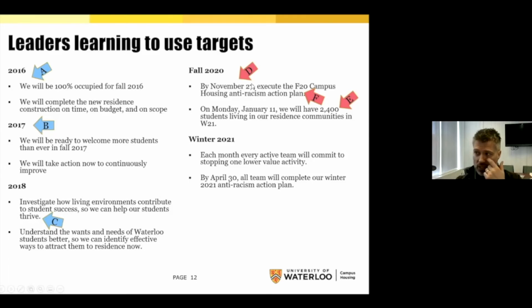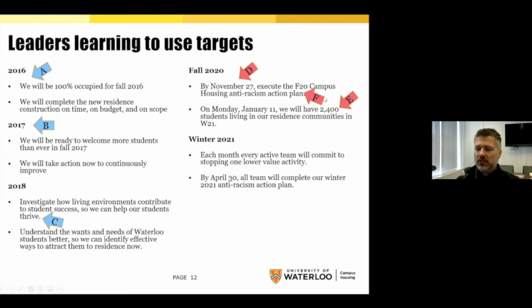You can see more recently, I'm pointing at a few different things from the fall. The first one here, D, is a very specific date. Rather than an entire year, we're focusing on a very specific date. With E, we're looking at a very specific number, 2,400. So on Monday, January 11th, we will have 2,400 students living in our residence communities. Whereas in 2017, we said we will be ready to welcome more students than ever. But what is more students? It could be one more student, and then we would hit that target. So we got very specific last term.